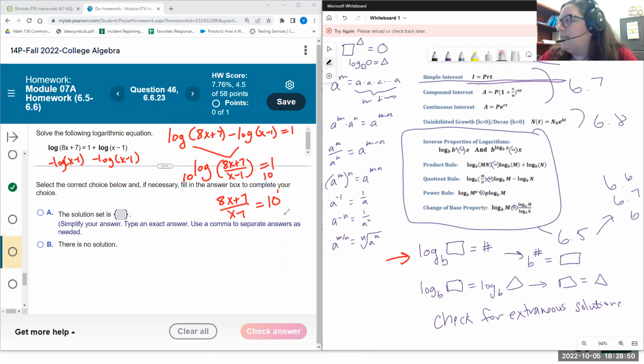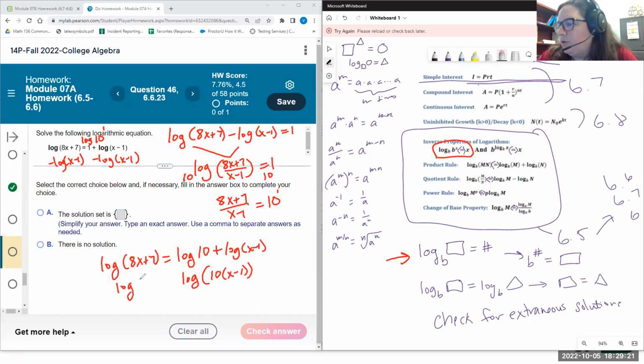Another way to approach this is to actually use this inverse property in reverse and rewrite 1 as log, in this case log of 10 to the 1. So then I would end up with log 8x plus 7 equals log 10 plus log x minus 1. Combine using the product rule. This would be log of 10 times x minus 1 equal to log 8x plus 7. Then the logs can cancel once it's just a log equal to a log.